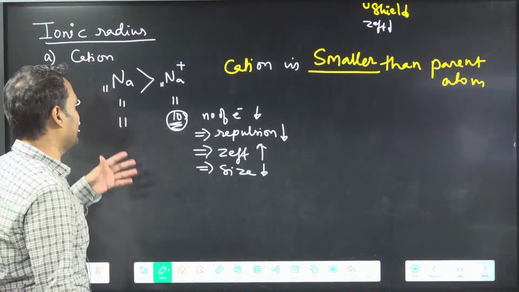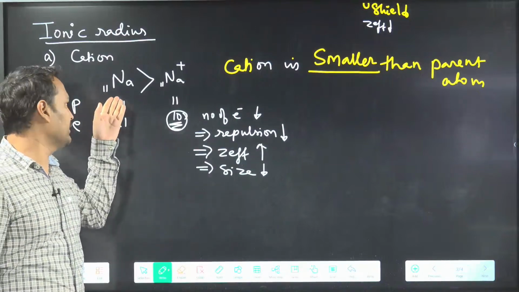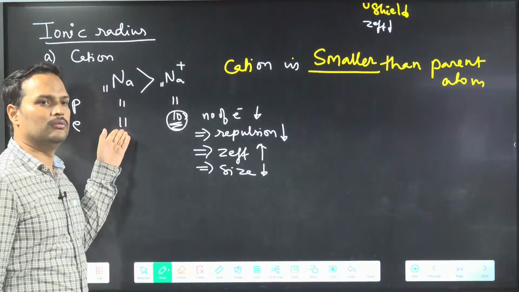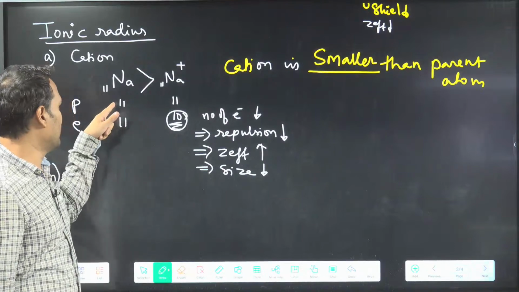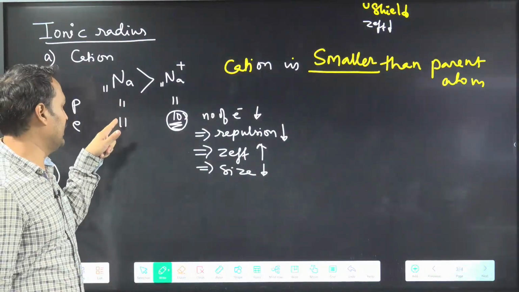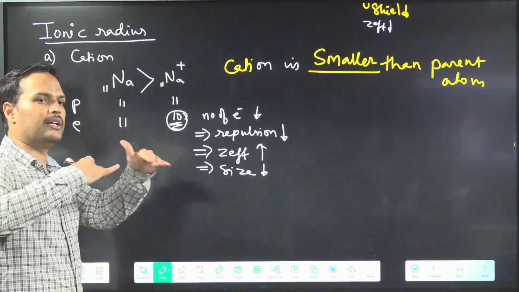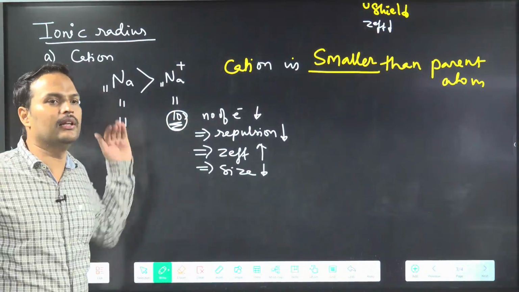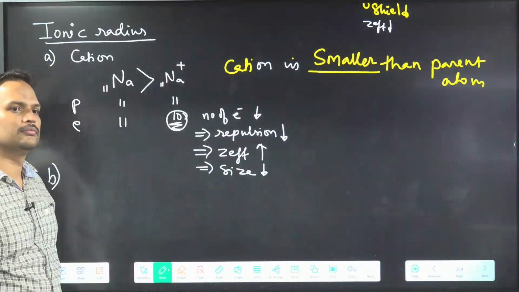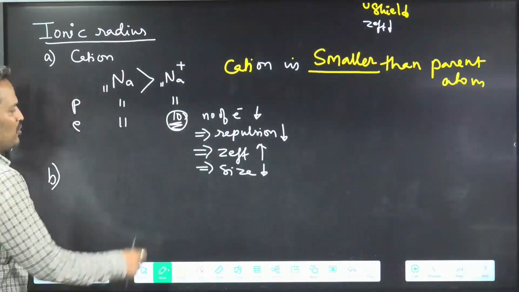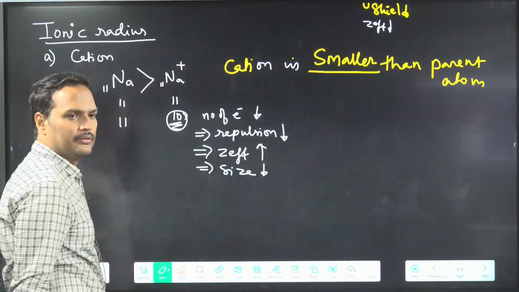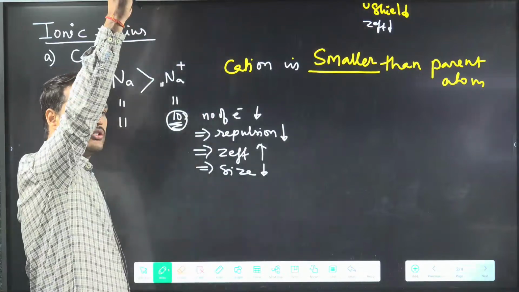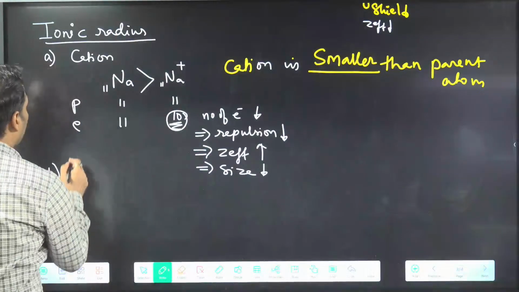You can imagine it like this also. 11 villains, 11 heroes. ठीक है ना? Think like this: 11 villains, 11 heroes, it's a tie. If one hero is reduced, the villains will dominate. So if an electron is reduced, the proton will dominate. If an electron is increased, the electrons will dominate. ठीक है? Come to the next part.